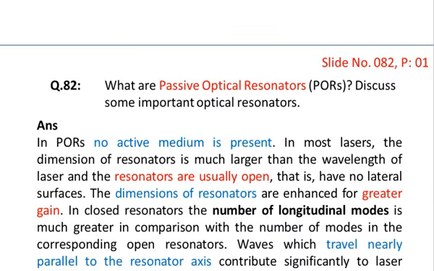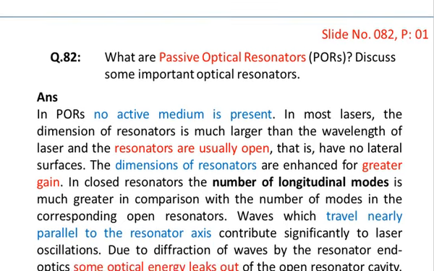Question is, what are passive optical resonators? Discuss some important optical resonators. The answer is, in passive optical resonators, no active medium is present. In most lasers, the dimensions of the resonators are much larger than the wavelength of laser light, and the resonators are usually open, that is, have no lateral surfaces. The dimensions of the resonators are enhanced for greater gain.